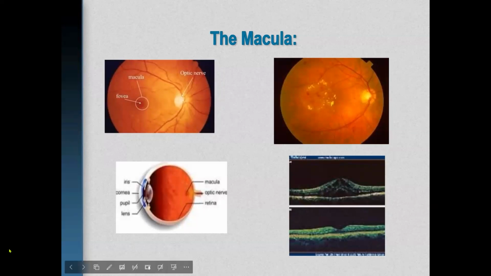Now, you see on the right-hand side, in between those two blood vessels where we had written on the left-hand side, macula and fovea, you will see scar tissue, the white area.